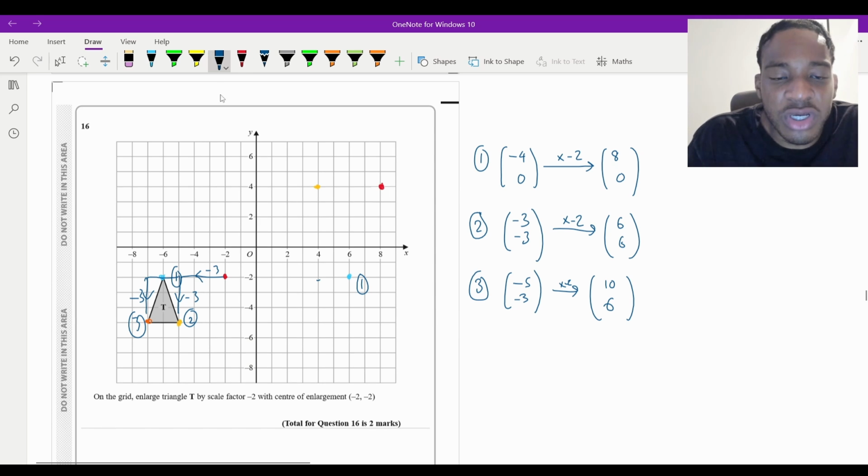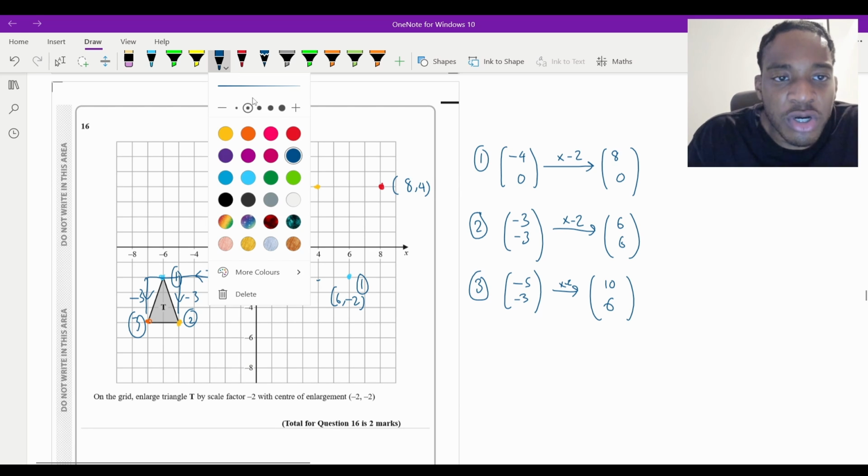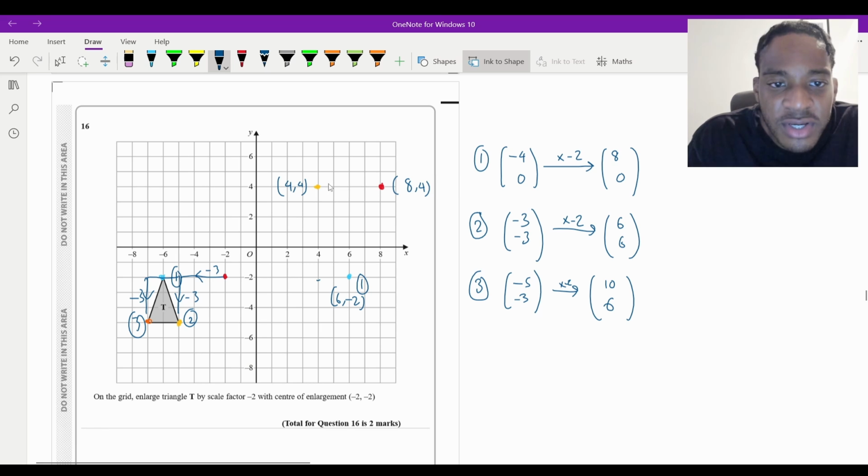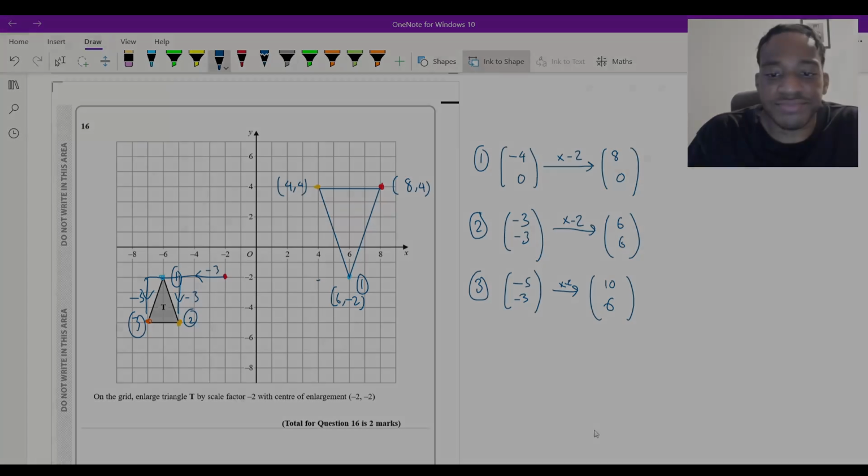And now the coordinates, we might as well just plot them here. This coordinate is going to be 6, minus 2. This one is going to be 8, 4. And this one is going to be 4, 4. And all you're going to do now is just draw a triangle in between. So I'll do this here. So I'm just going to do it like this. Like that. Hopefully that gives me a nice triangle. Yeah, brilliant, perfect. And yeah, that's it. That'll give you the 2 marks.